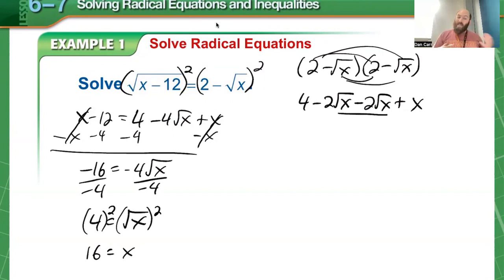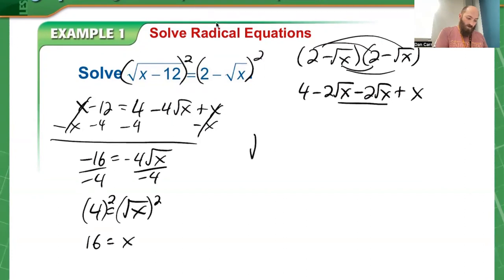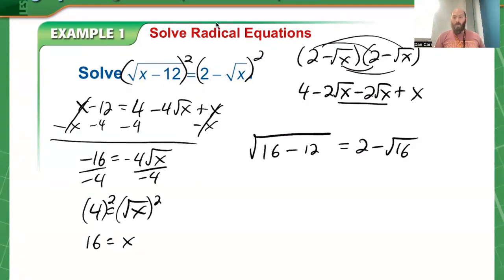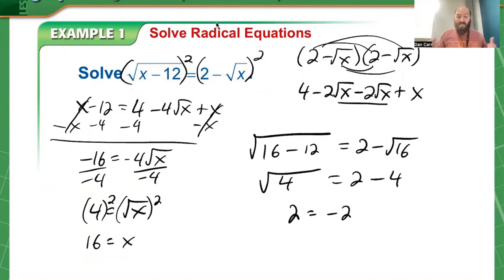Okay, so again, we have to double check for any extraneous solutions. So I'm going to do this real quick. Is the square root of 16 minus 12 equal to 2 minus the square root of 16? This will become the square root of 4. Over here will be 2 minus the square root of 16, that'll be 2 minus 4. Square root of 4 is 2. And then on the other side, I get negative 2. That's impossible. This is one of my extraneous solutions.